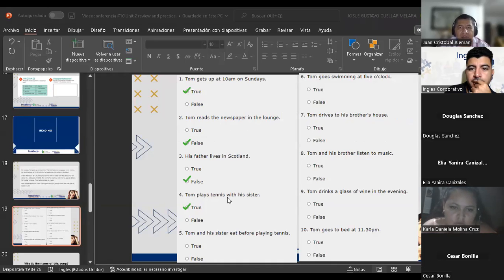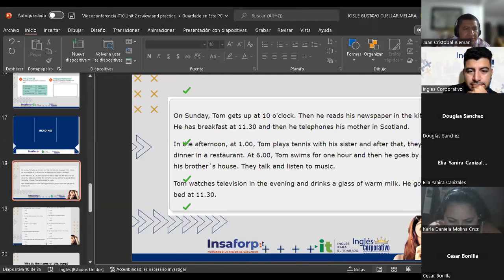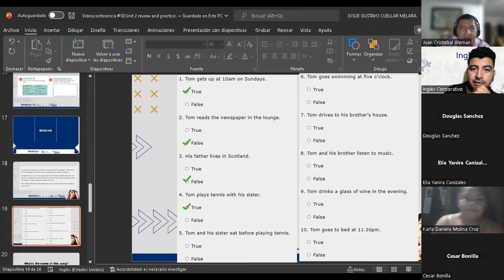Number five: Tom and his sister eat before playing tennis. No, it's false. They eat dinner in a restaurant, right? After playing tennis. Yes, after. Flor?